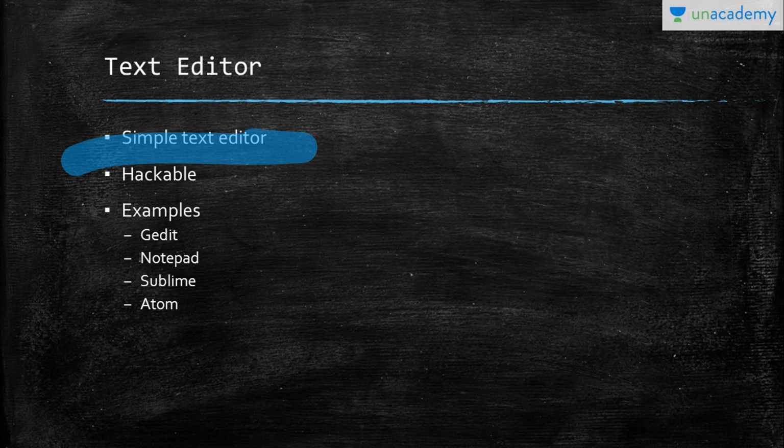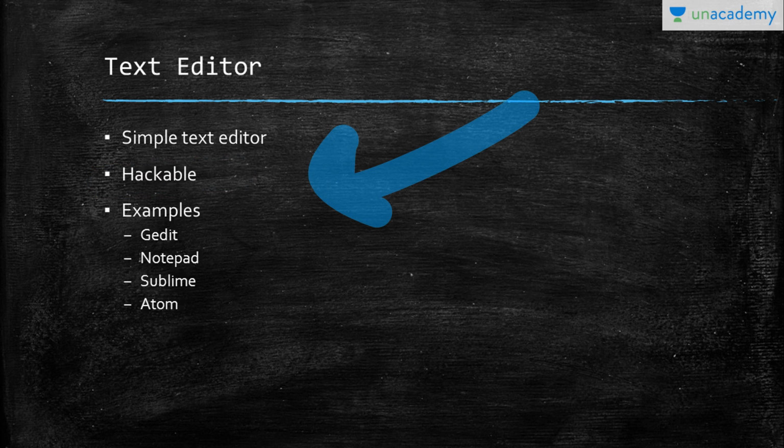So there are actually two types of text editor I can classify: a simple text editor and a hackable one. Well, a simple text editor is the one that we use for all kinds of texting and development. For example, if I'm using Notepad or Sublime Text, these are simple text editors which support all the programming languages that we want to use.